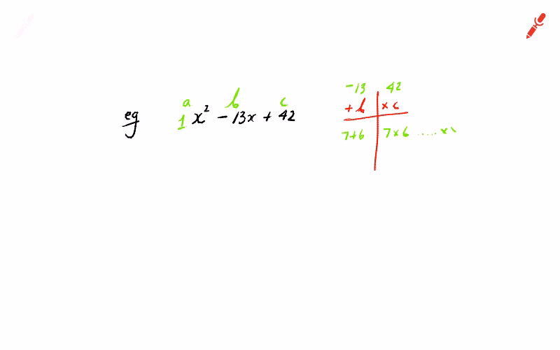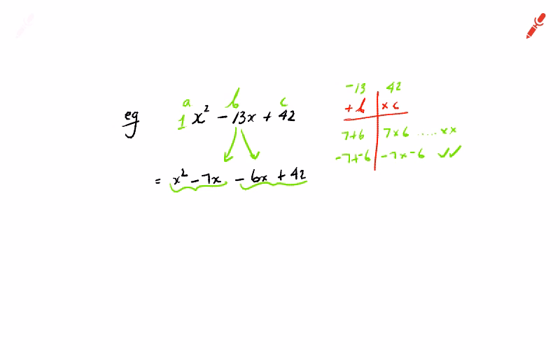Let's try another example. So we have x squared minus 13x plus 42. So the a in this case is 1, the b is negative 13, and the c is 42. So we need to find two numbers which multiply to give 42 and add to give negative 13. I know that 7 and 6 multiply to give 42, but they don't add to give negative 13. But if I tried negative 7 and negative 6, that works. So I'm going to split negative 13x up into negative 7x and negative 6x.